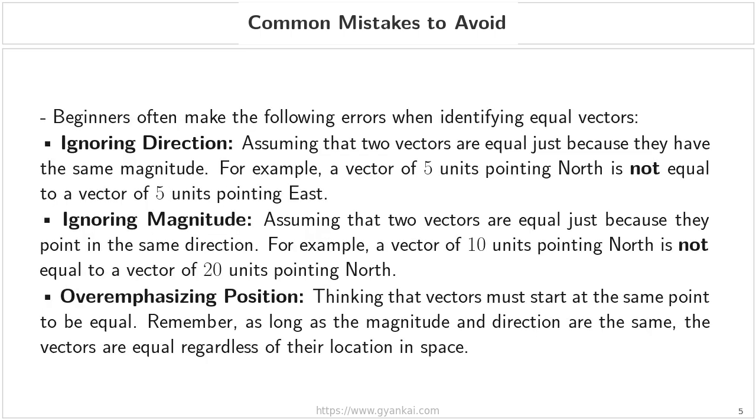Finally, a common misconception is overemphasizing position. Some students mistakenly believe that vectors must start at the exact same point to be equal. But, as we learned in slide 3 regarding free vectors, the initial point does not matter. As long as the magnitude and direction are identical, the vectors are equal, regardless of where they are located in space. Keep these distinctions in mind as we move to our final slide for the key takeaways.